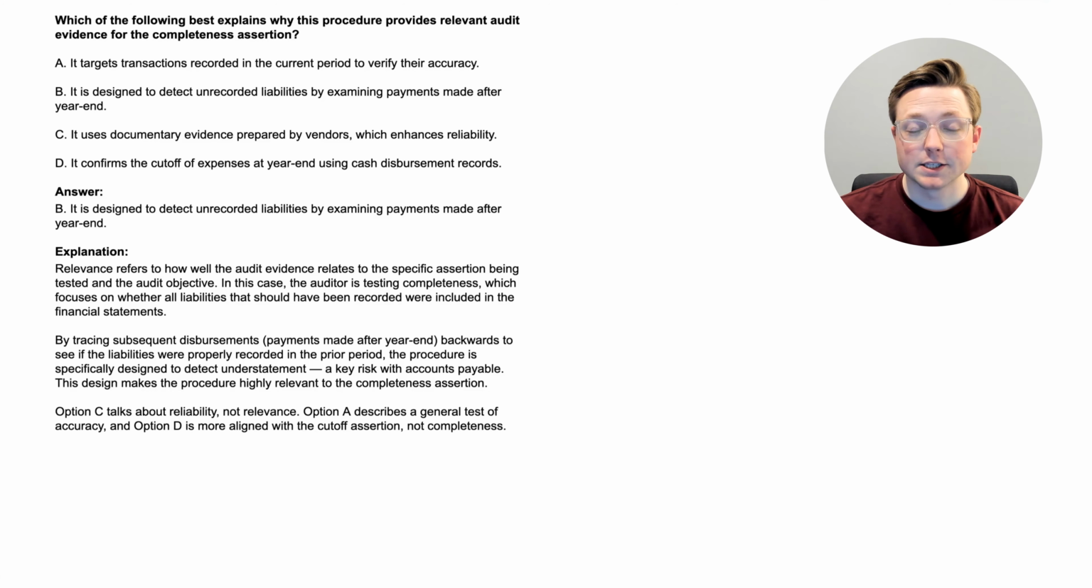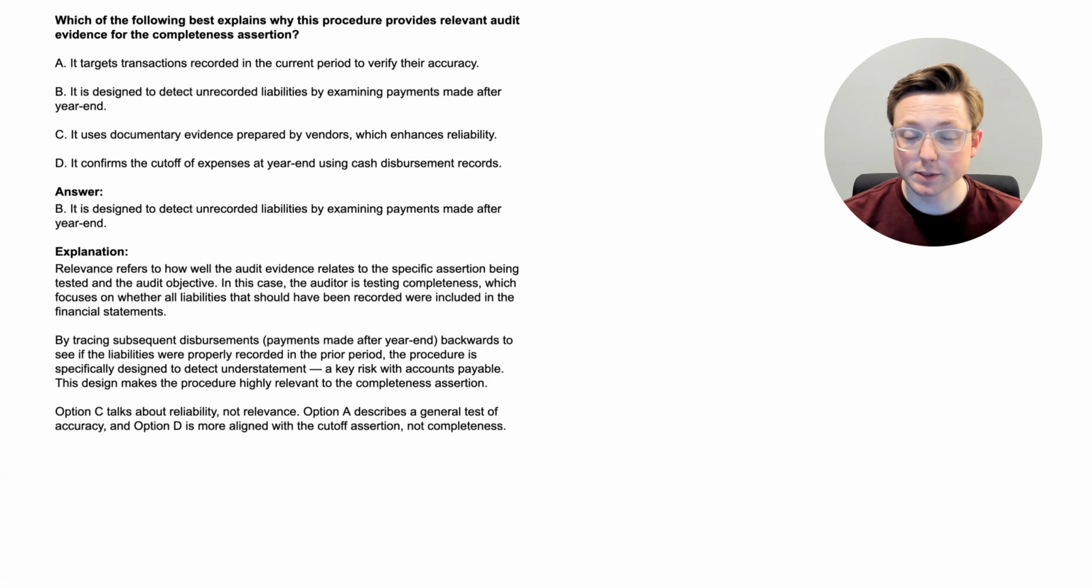All right, here we are. The answer is B. It is designed to detect unrecorded liabilities by examining payments made after year end. So that's why this would be relevant. Let's go through the explanation. Relevance refers to how well the audit evidence relates to the specific assertion being tested and the audit objective. In this case, the auditor is testing completeness, which focuses on whether all liabilities that should have been recorded were included in the financial statements.